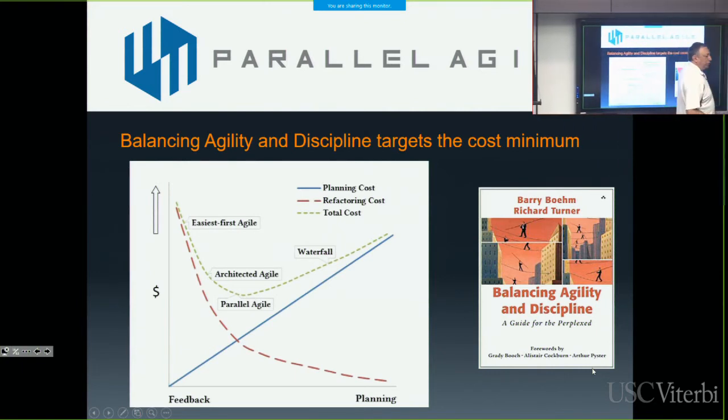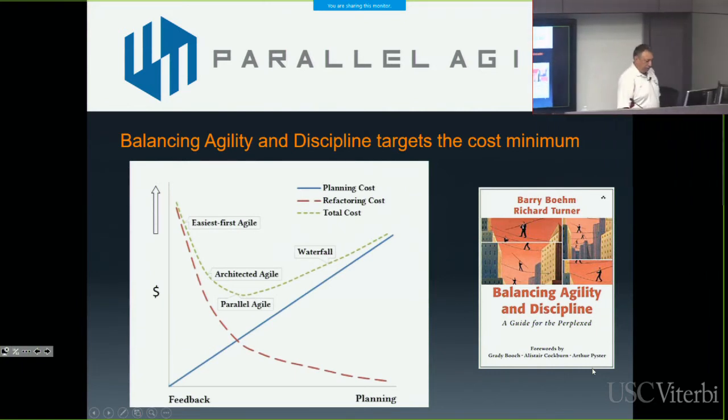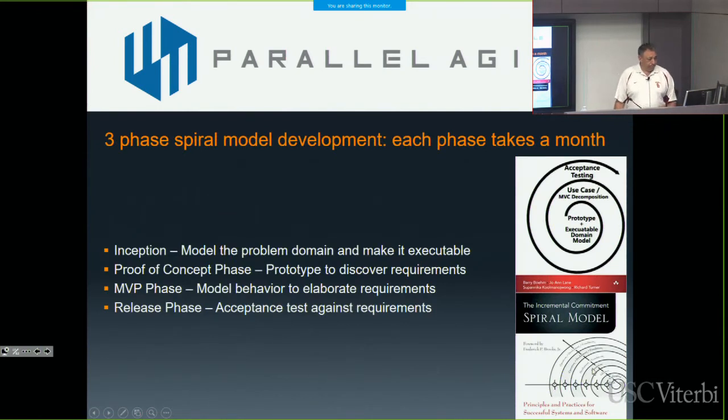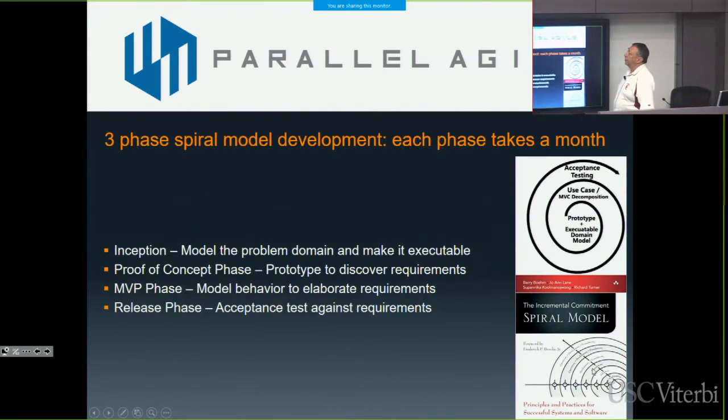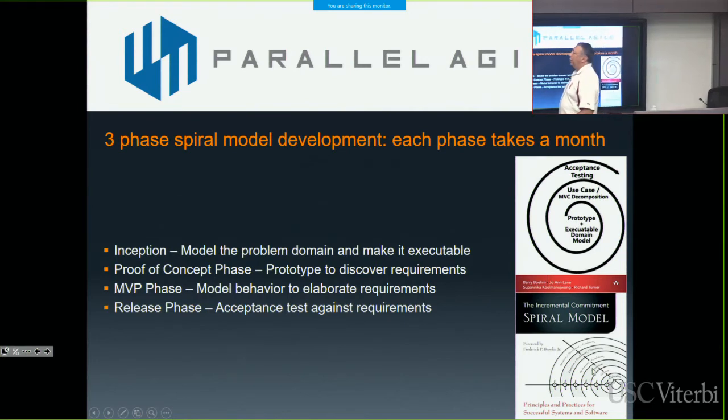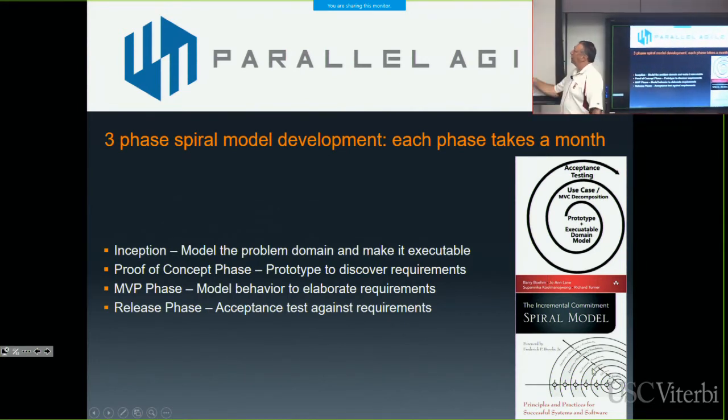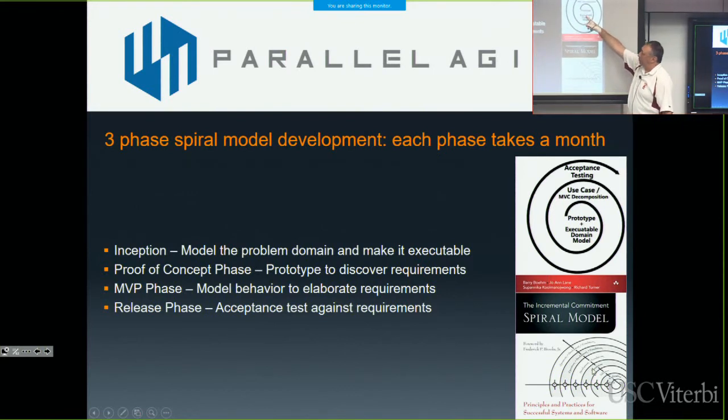If you know a more cost-effective way to develop software, please tell me about it, because I want to know. So again, to tie this back into the spiral model, the inception phase is part of this executable domain model. We model the problem domain, make it executable, and then we go into proof of concept where we start prototyping. We take the results of the prototype, say, yeah, that worked, that didn't work. We'll keep the stuff that worked. We'll toss the stuff that didn't work. And then we do our MVP design. And then we go into heavy-duty acceptance testing before we ship stuff.